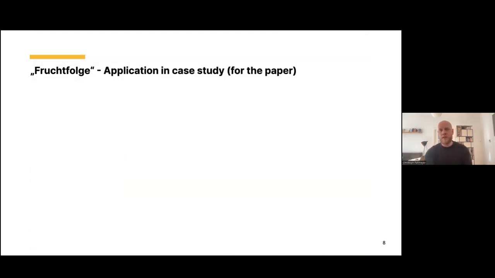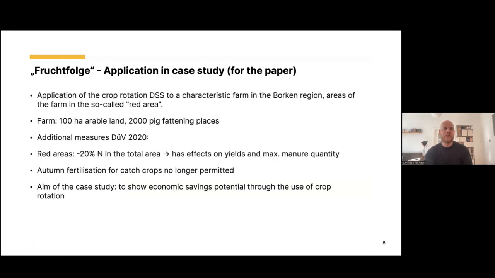In the paper, we also did a case study, a very basic example. We took a farm from the Balkan region, which is close to the Dutch border. In that region, we have a lot of so-called red areas. Red areas are areas where the government said, okay, a lot of over-fertilization happened here in the past. Here we need to reduce the nitrogen fertilization by at least 20%.